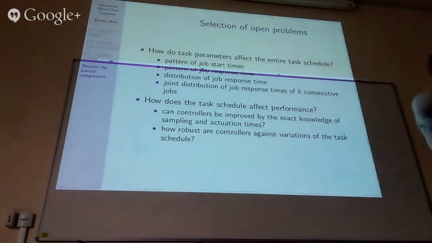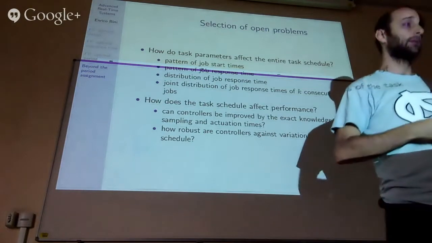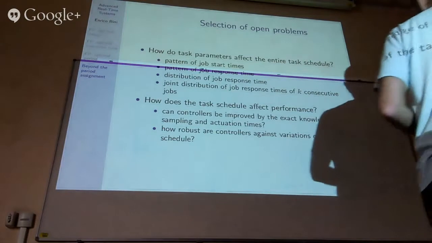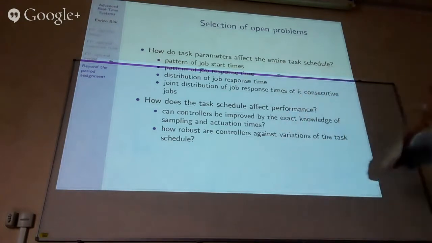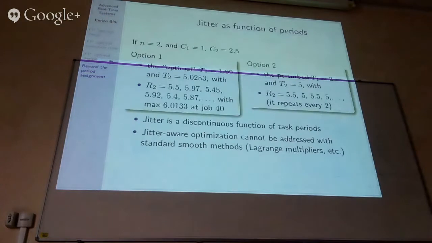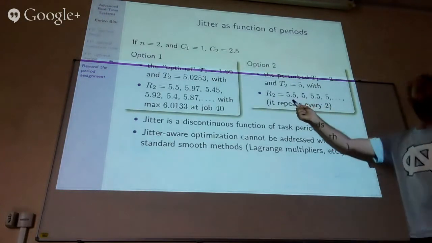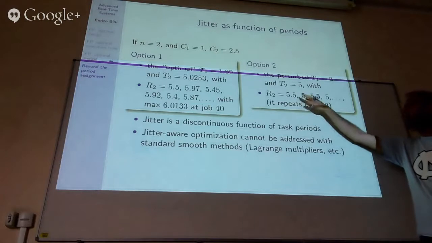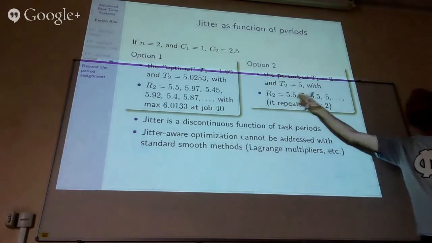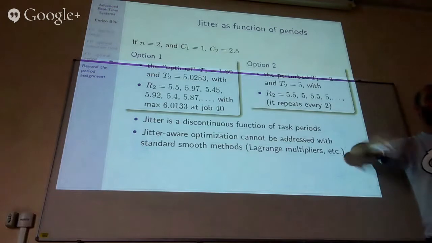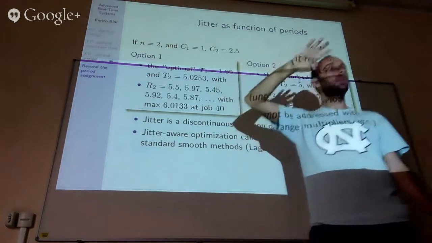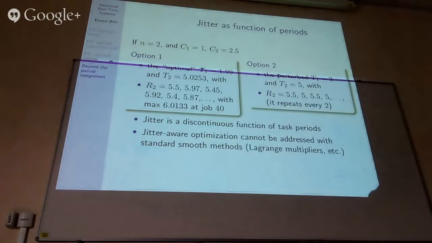Or if you want the distribution: if you see the response time as a sort of random variable, what's the distribution as a function of the task parameters? Or the joint distribution of k consecutive response times. In the example I showed before, the response time is very deterministic, because if now you read 5.5, next you're going to read 5. So it's really deterministic. Here it is a bit more chaotic, something that we don't know.